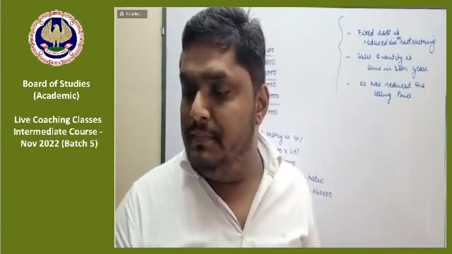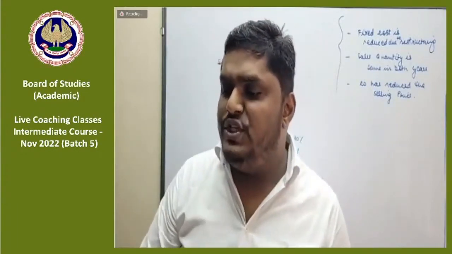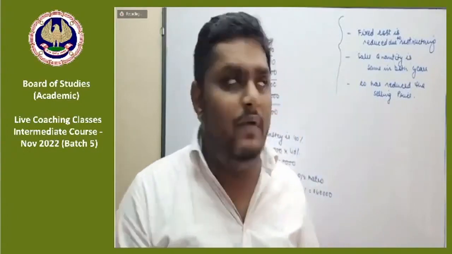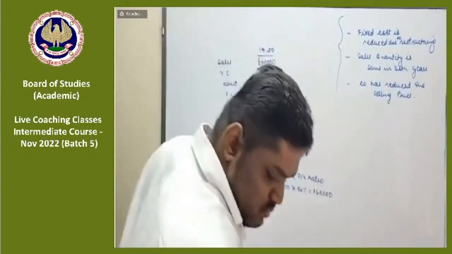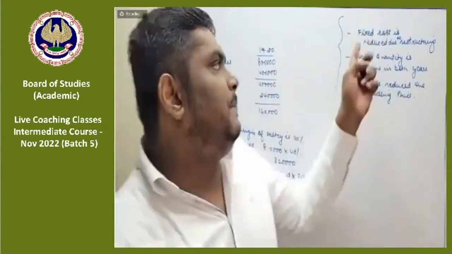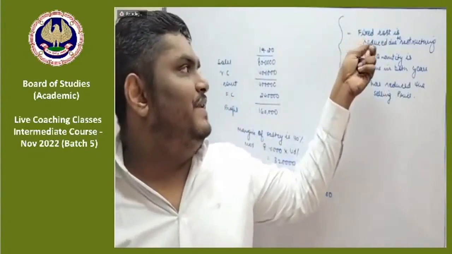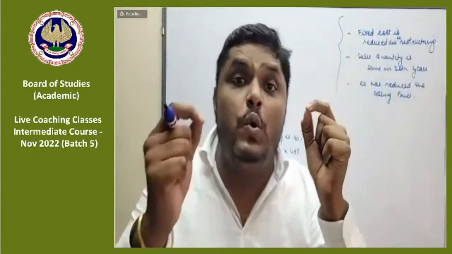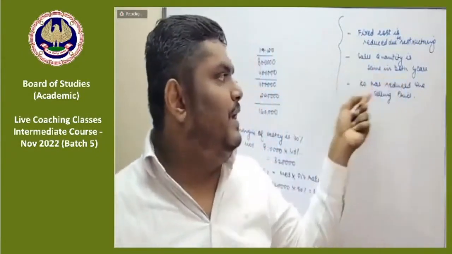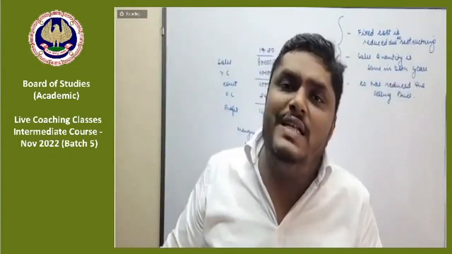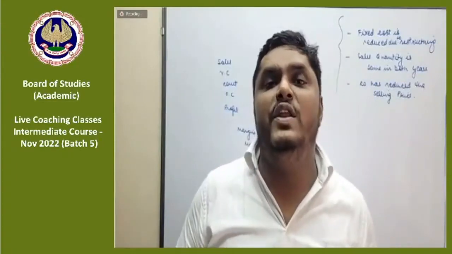Now guys, the first question the examiner is asking is: what is the sales for 2021 in value? These are the extracts of the question. I request you guys to please copy this part. The fixed cost is reduced due to restructuring. The sales quantity is the same in both the years, and the company has reduced the selling price. And since the company has reduced the selling price, that's why the PV ratio is changing.